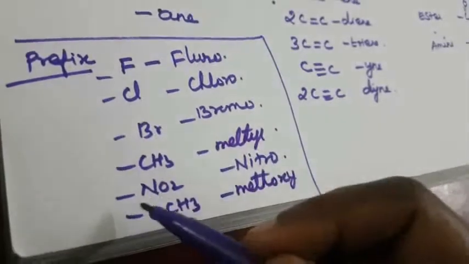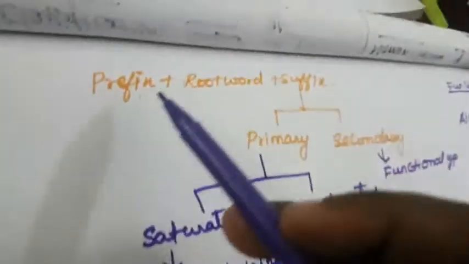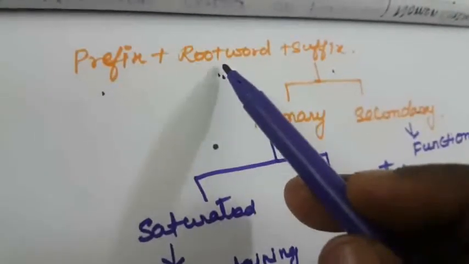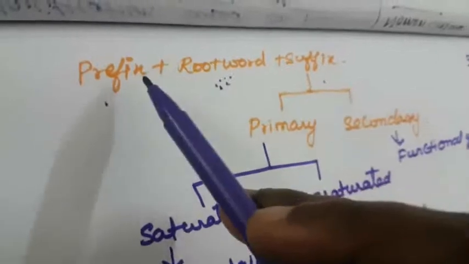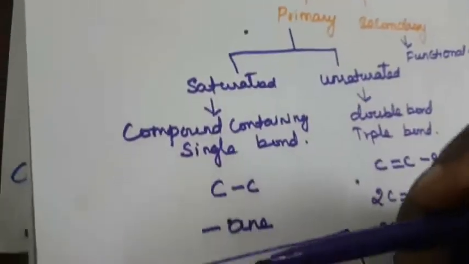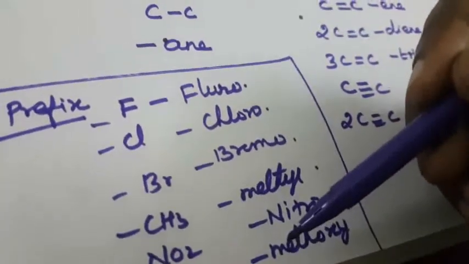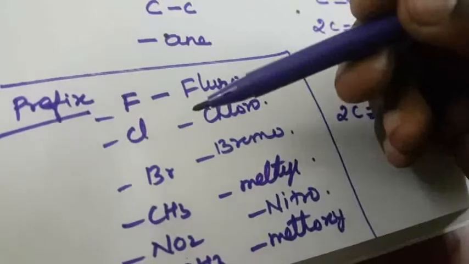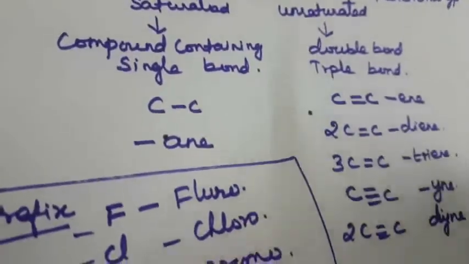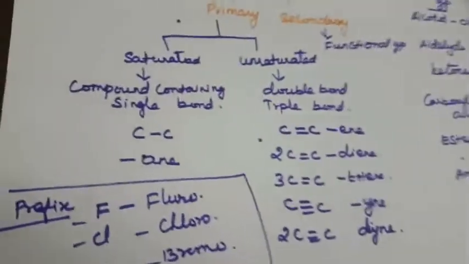Suppose these groups are present, they come before the root word. So here what are the three things? Prefix, root word, suffix. Root word means you write it according to the number of carbons. Prefix means the substitutional groups present in that organic compound, which you write before the root word. What is meant by suffix? That is the primary suffix and secondary suffix. According to that, now we are going to write the compound.